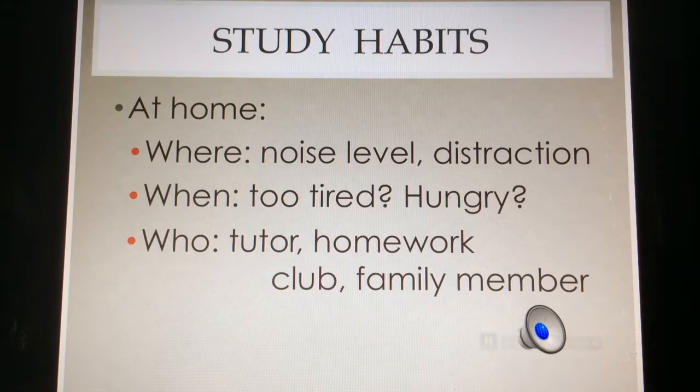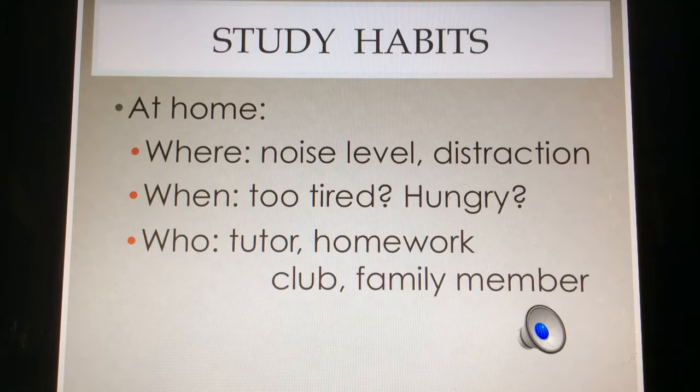Information about the student's study habits at home would be beneficial information for the school team. You can let the school know where the student studies at home, the noise level and distraction, and when he usually studies. It could be right after school. Would he be too tired or need a break? Before dinner, then he would be hungry, or late at night, then he would be too tired. Please note the times when he studies.